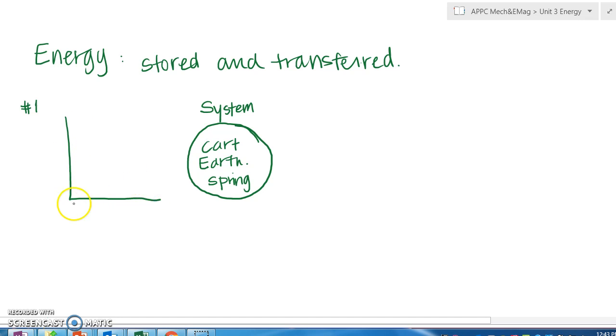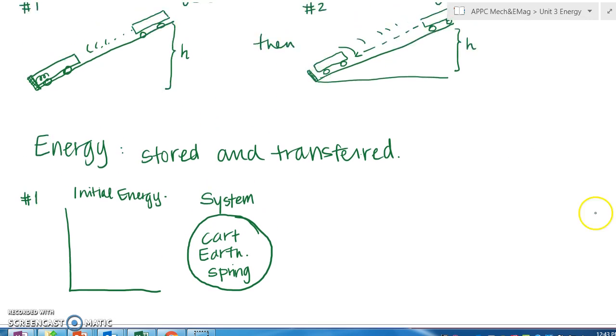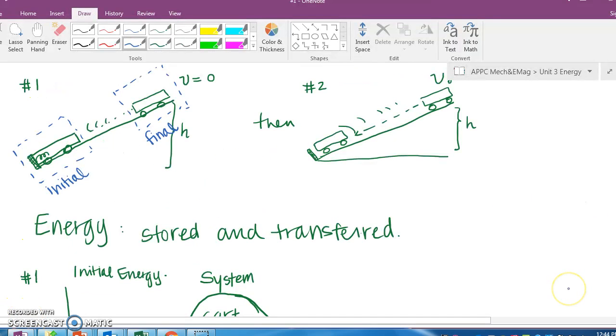I want to make a bar chart. So this is my initial energy. Anything inside the system can have stored energy. In the very beginning, when we're at the first little snapshot right here, our cart is initially at the bottom, and that's our initial condition, and then it's final at the top where it stops.